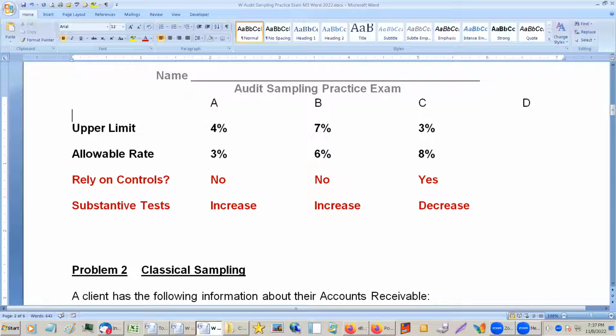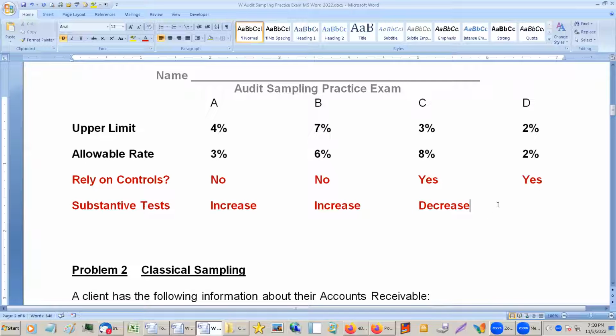Okay, D, the last one, I promise. Upper limit. Anyone? 2%. 2%. And I'm going to say the allowable rate is 2% too. So the upper limit is 2%, the allowable rate is 2%. Can we rely on them? Yes.